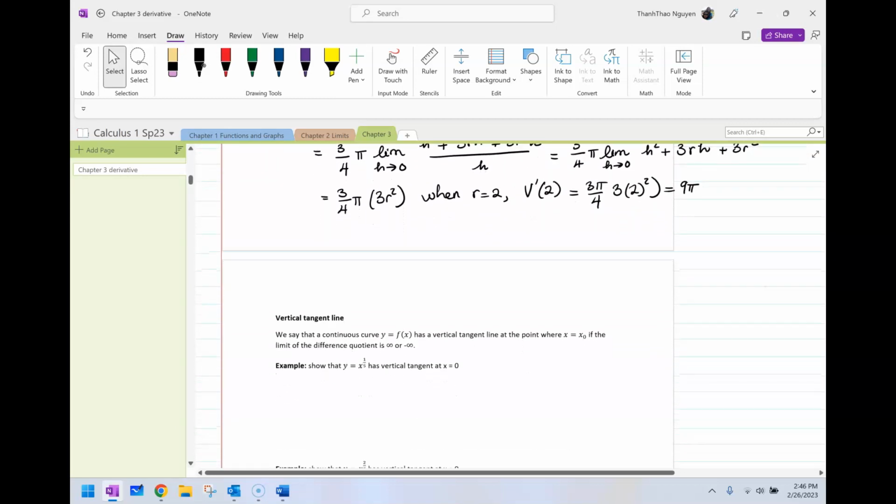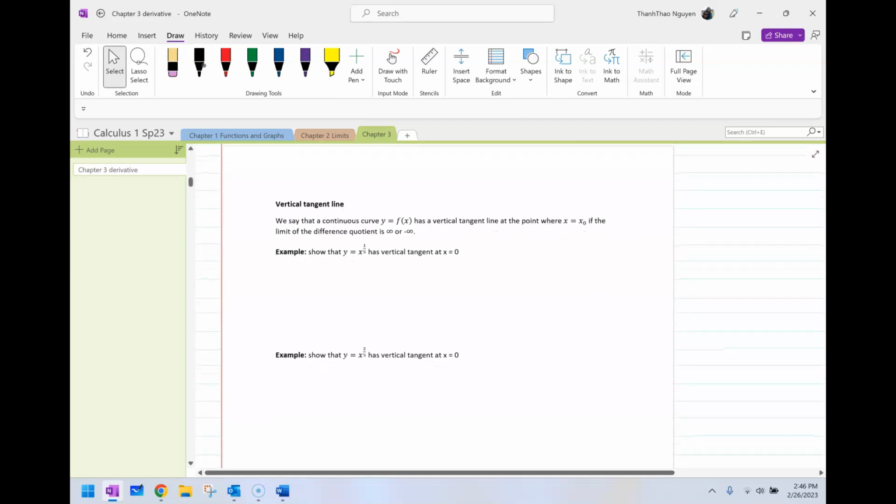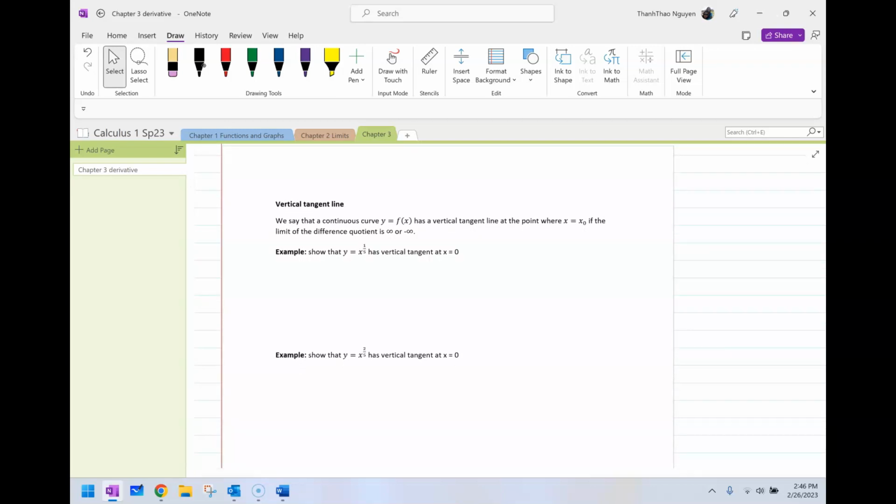Let's talk about vertical tangent lines. We say a continuous curve y equals f of x has a vertical tangent line at the point where x equals x naught if the limit of the difference quotient is infinity or negative infinity. Okay. So let's take a look at this graph, and we want to show that it has a tangent line at x equals 0. So again, we will calculate the limit as h approaches 0 of our difference quotient, and we see that it results in either negative or positive infinity.